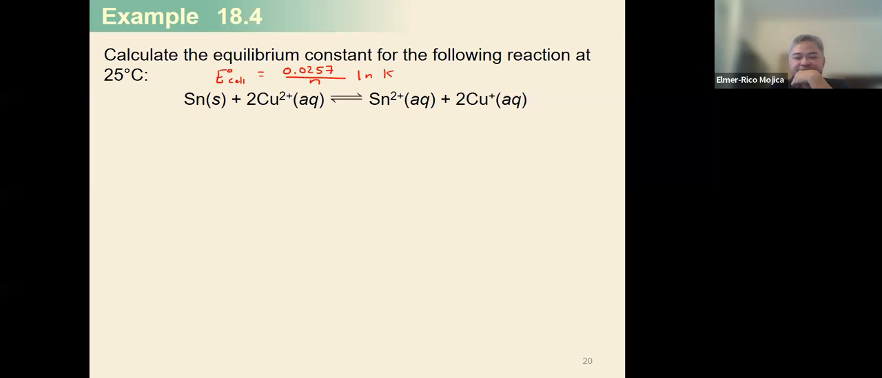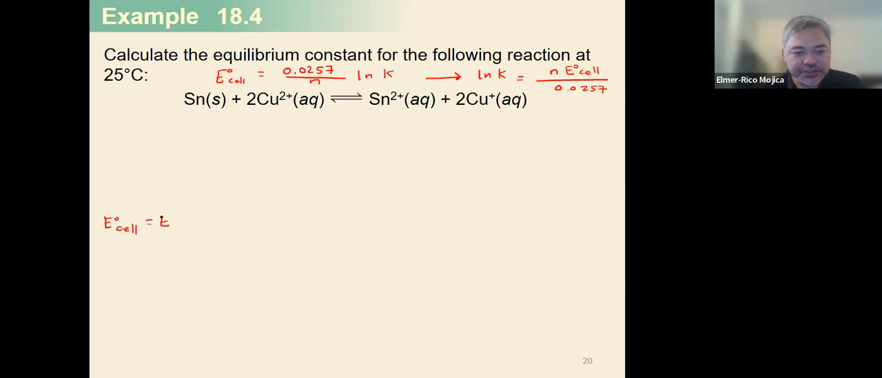So if we rearrange this one, how do we rearrange this? We can put L and K on one side, and then that is equal to N times the E cell over... Do you follow? Now, let's go with the E cell.